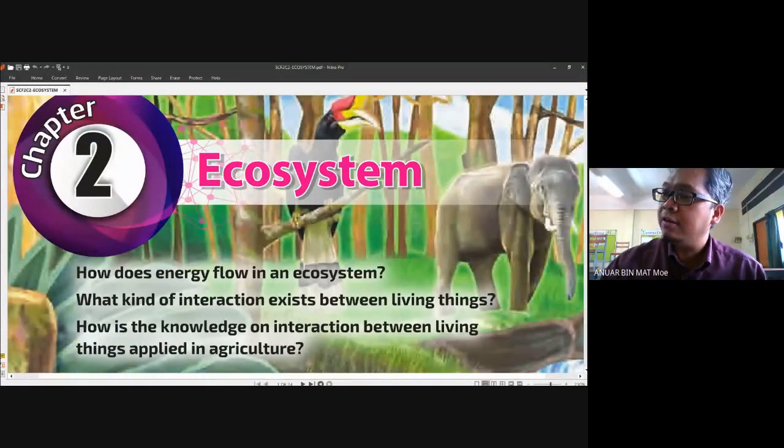Chapter 1, 2, 3, and 4. What we learn is about the living organisms, including us as human, animal, and plant. And I hope Chapter 1, biodiversity, you already understand. If you have any question, or maybe later on, I will give you extra exercise, to test whether you understand what we already learned in Chapter 1. But now it's Chapter 2. Chapter 2, we're going to learn about ecosystem.